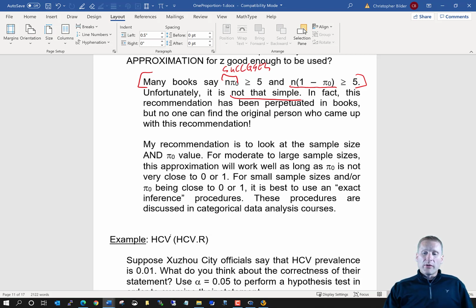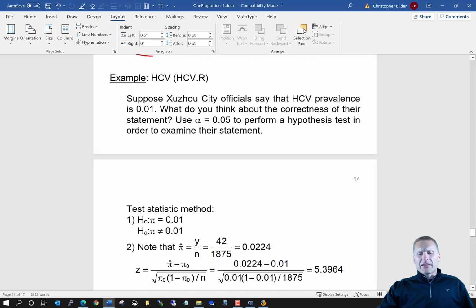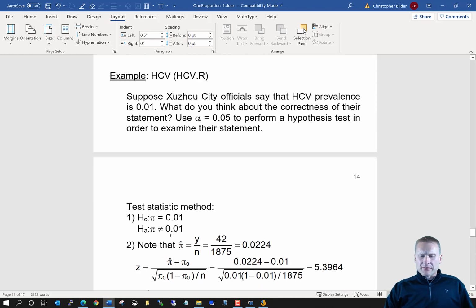What I would do instead is look at other inference procedures where this normal approximation is not used. These are referred to as exact inference procedures. If you want to know more about those, take my course on categorical data analysis, or take a look at my book.